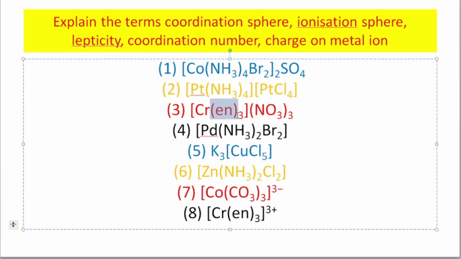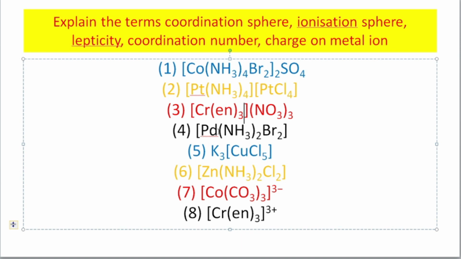Now see the third complex. Here number of ligands are 3. But which ligand is there? Ethylene diamine. Ethylene diamine is a bidentate ligand. It forms 2 bonds. One ligand forms 2 bonds. So how many ligands are there? 3. So what is the coordination number? 3 into 2 means 6 is the coordination number.